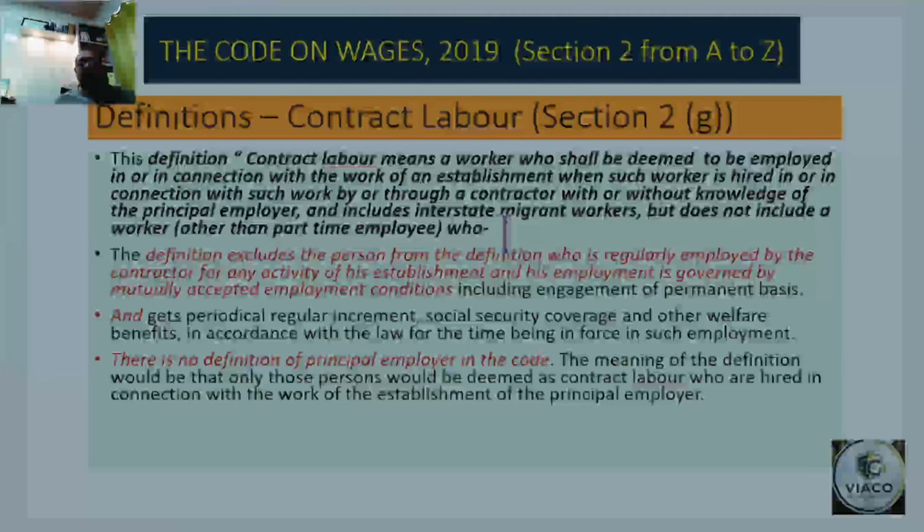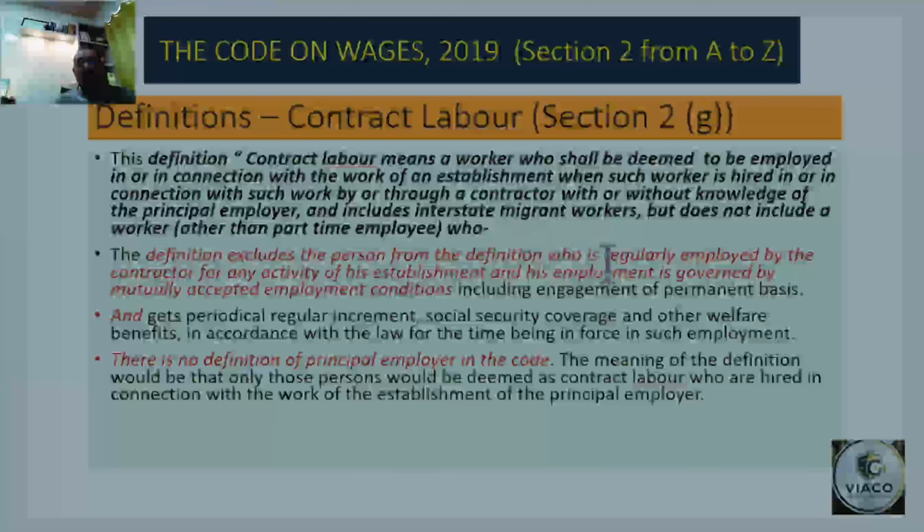Now, they are basically employed by the principal in connection with the work. They are basically deployed by their contractor in the establishments. They are being hired in connection with the work through a contractor. Now, whether or not there is any knowledge to the principal employer in regard to the hiring of these people, part-time employees are exclusively not to be read as contract labor.